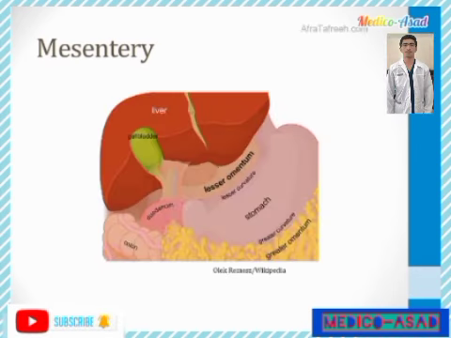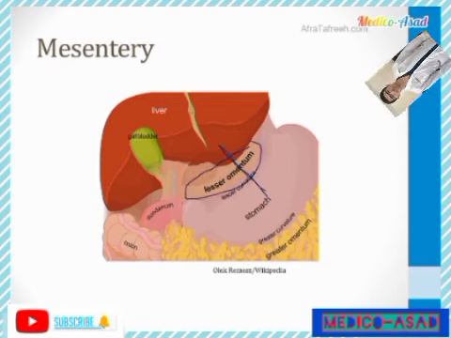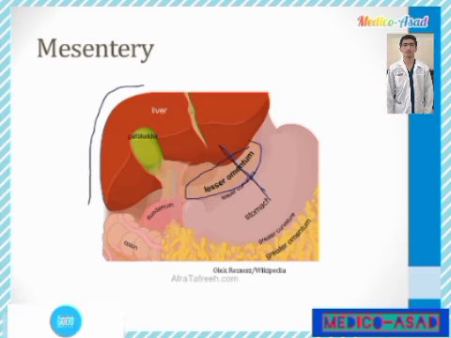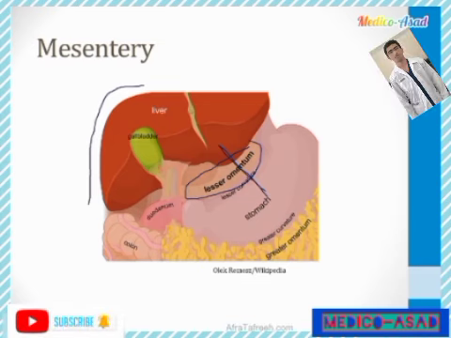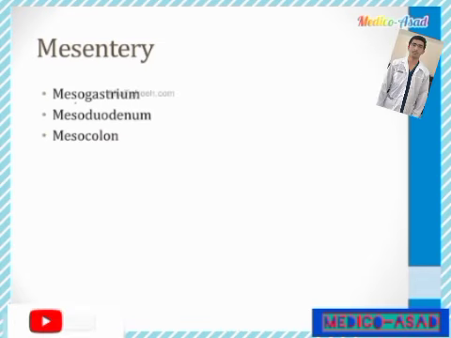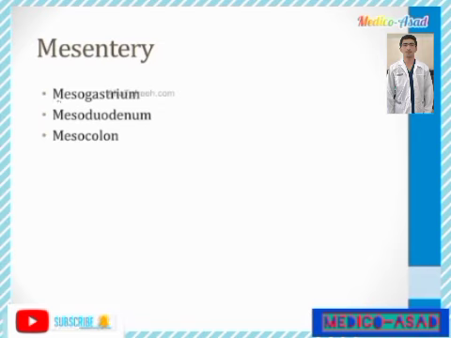Here's another picture of the liver and stomach. You can see the lesser omentum is this structure in here between the stomach and the liver. Not shown is the falciform ligament, which is on the outside of the liver and connects to the anterior abdominal wall. Both of those structures derive from ventral mesentery. The mesentery goes by different names depending upon which abdominal organ it is surrounding. So the mesentery around the stomach is called mesogastrium.